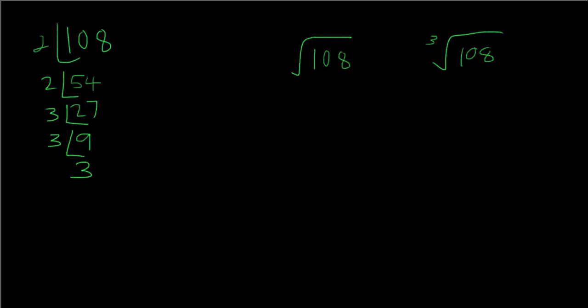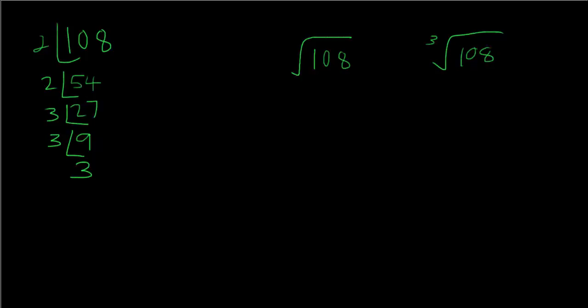So now thinking about the square root of 108, well, the index of the square root of 108 is 2. We don't see the index of 2. You don't see the index of 2 written often, so if you don't see an index for a root, just know it's the square root.